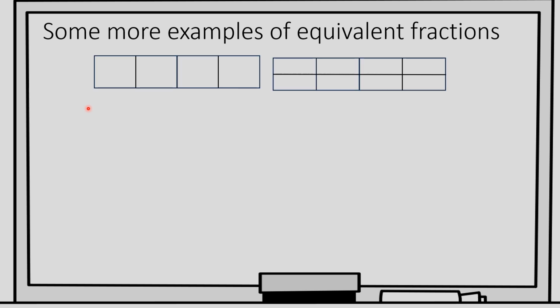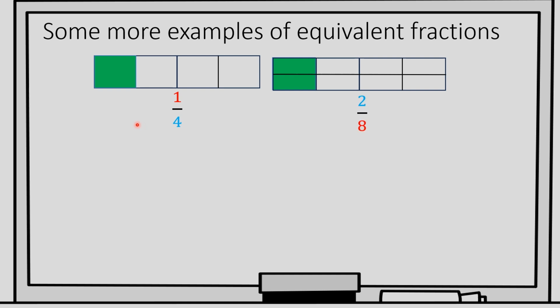Let us take up some more examples of equivalent fractions. Consider two rectangular bars. The one is divided into 4 equal parts and the other one is divided into 8 equal parts. I am going to shade these two portions with green color. Now what fraction have I colored? In the first one 1/4 and in the second one 2/8.